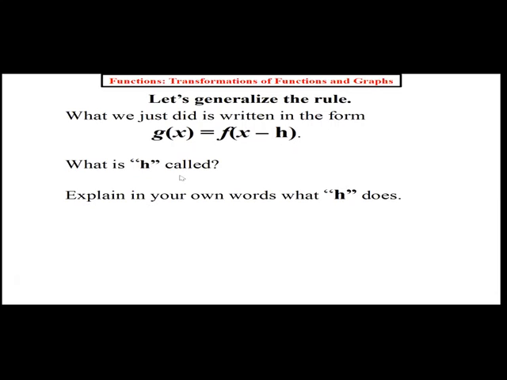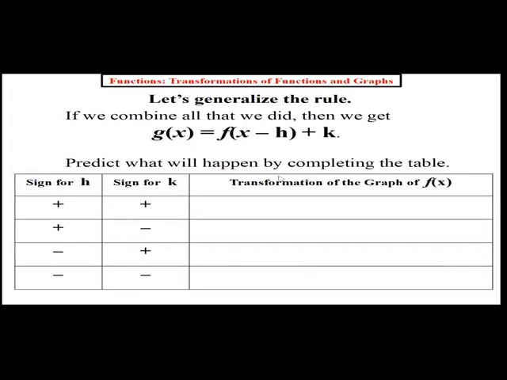h being the parameter, and h tells us to go to the right if it's positive or to the left if it's negative. Does that ring a bell? Yes, Mr. Q. From there, I gave you this general rule, now including both parameters, h and k. The general rule was g of x equals f of x minus h plus k. Once again, k moves it up and down and h moves it side to side.